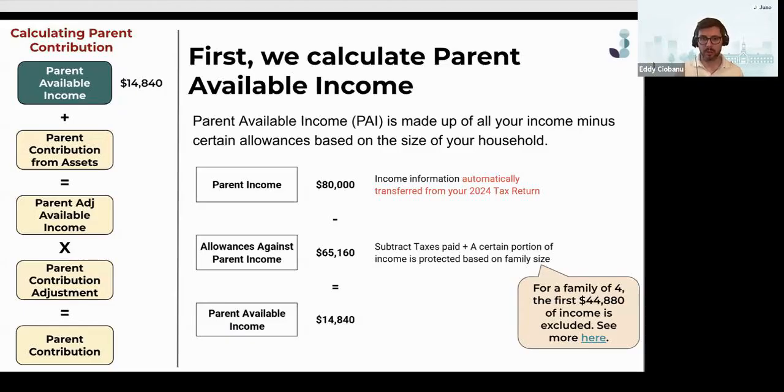Thankfully, in the calculations, there are expectations that families have many other expenses, other bills to pay, so they cannot expect all of a family's income to go towards college expenses. Now, we have the income portion of it. Let's look at the asset side.